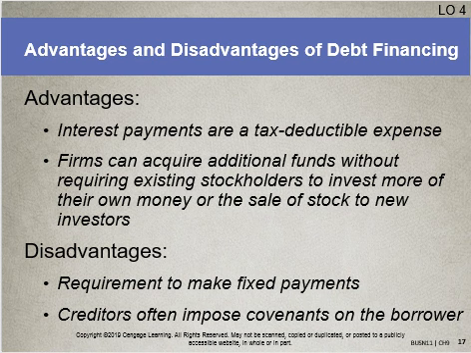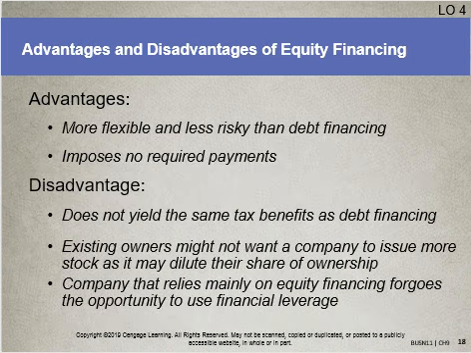Another advantage is that companies can acquire additional funds without requiring existing stockholders to invest more of their own money or sell additional shares of stock to investors. That's a giant pain. Now, on the negative side, you do have to make fixed payments, whether times are good or bad. You have to make fixed payments. Creditors also come with covenants. That can definitely be a downside. Covenants on using debt financing.